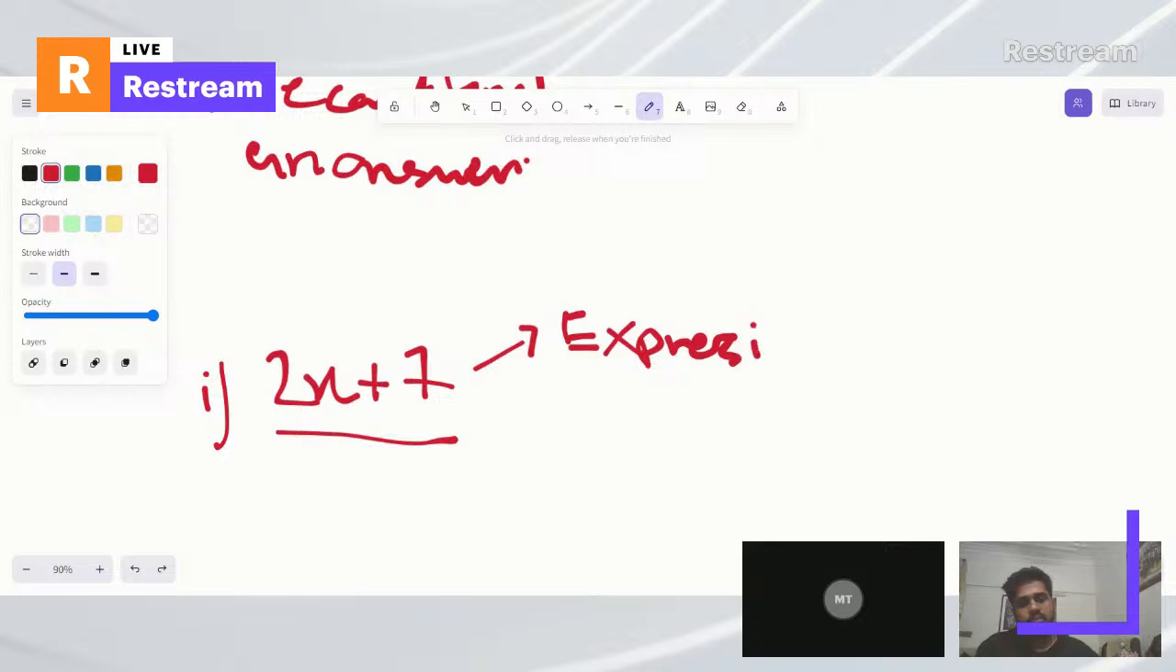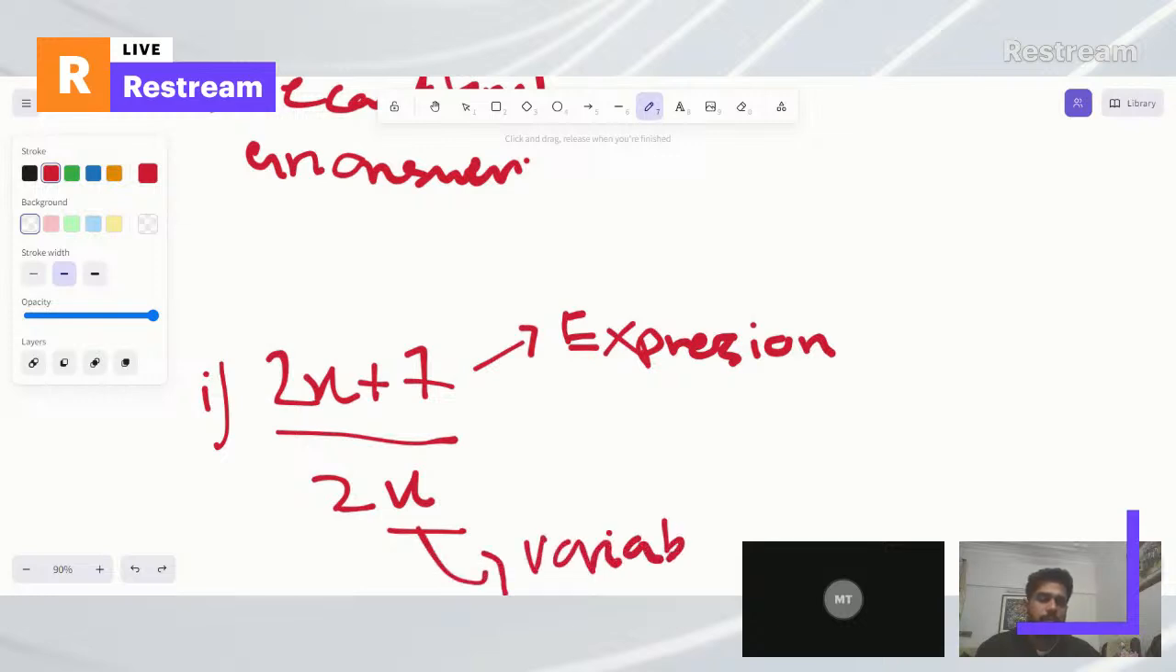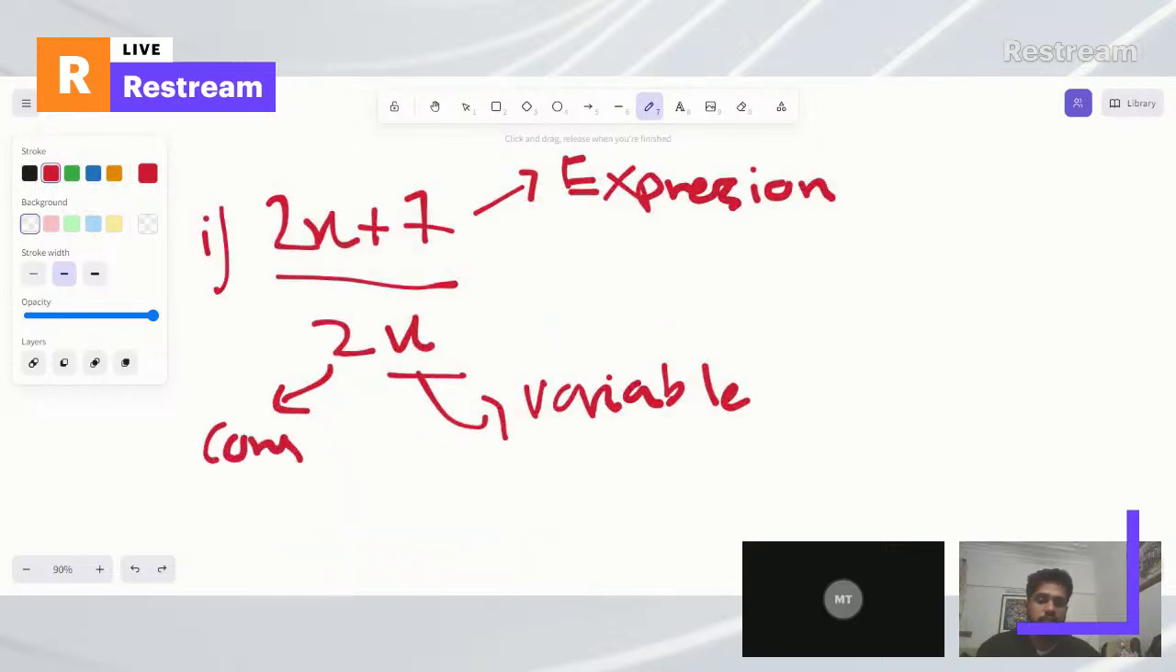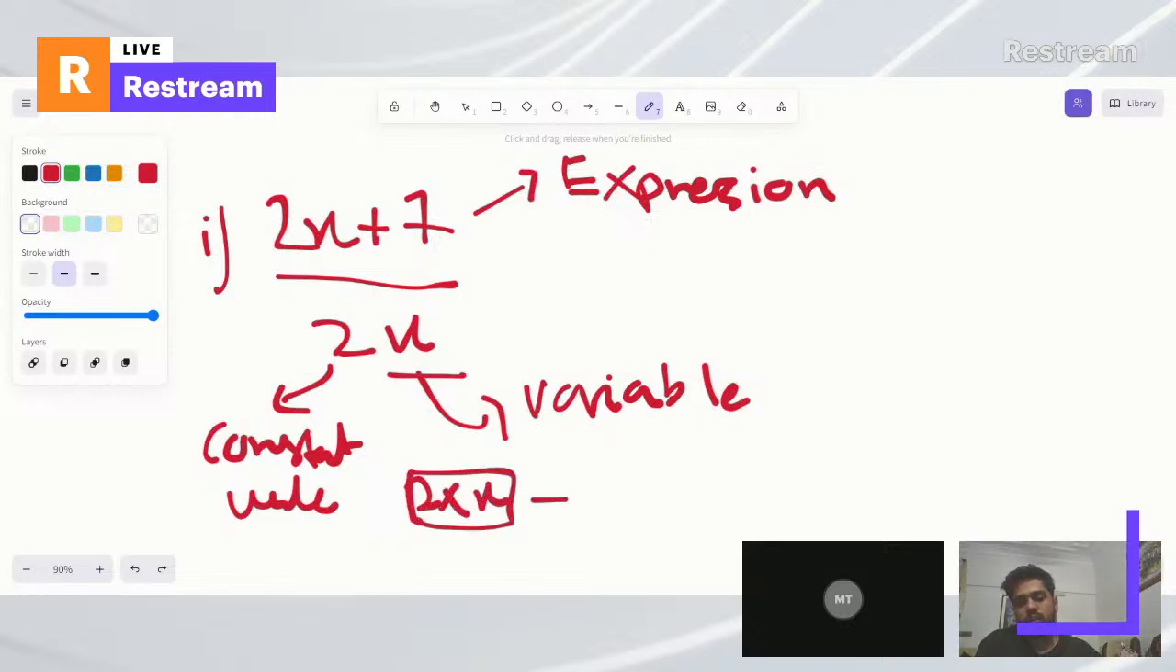Can this expression be simplified? Let me dissect this expression a little bit. When you write 2x, this x is your variable, and 2 is a constant value attached to it. And when you write 2x, that means 2 and x are in multiplication. That is what we mean when we write 2x.